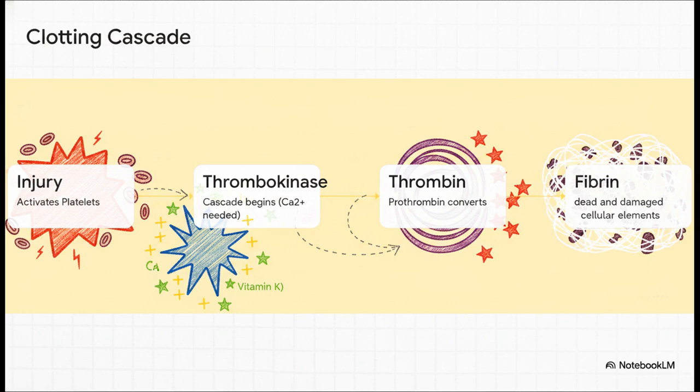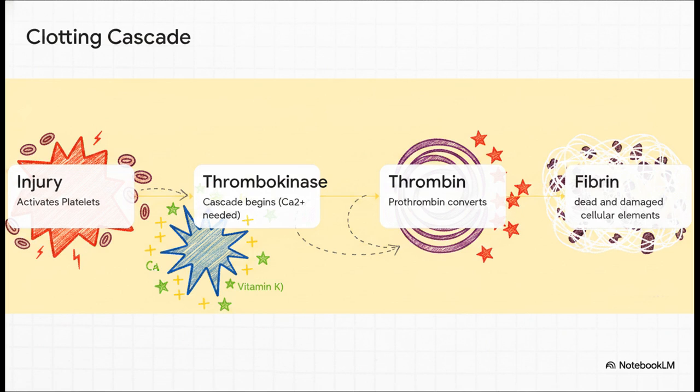The second you get an injury, a really precise chain reaction called a cascade begins. First up, the injury activates your platelets, also known as thrombocytes. These activated platelets trigger the release of an enzyme called thrombokinase. Now pay close attention to step 2. This step critically requires calcium ions and vitamin K to actually proceed. Without them, it stalls.